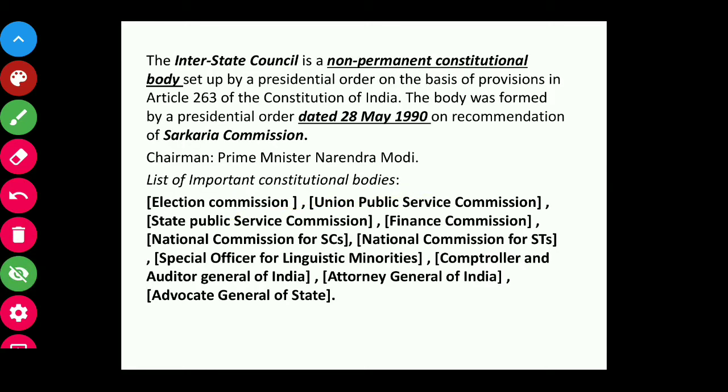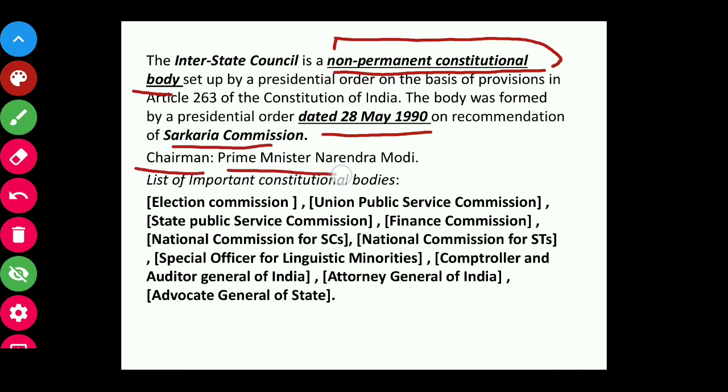The Interstate Council is a non-permanent constitutional body, so you have to keep in mind the Interstate Council is a non-permanent constitutional body set up by a presidential order on the basis of provisions in Article 263 of the Constitution of India. It was formed on 28 May 1990 on the recommendation of the Sarkaria Commission. The chairman is the Prime Minister of the country, that is Narendra Modi.